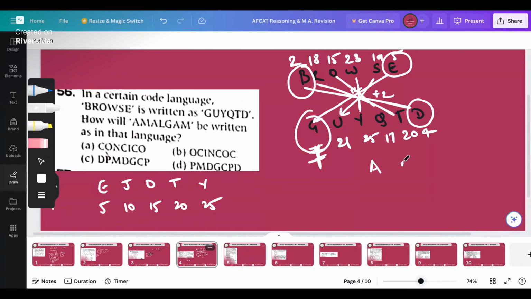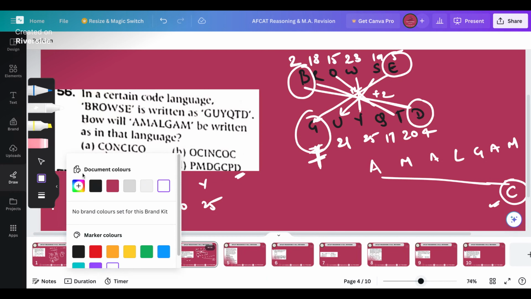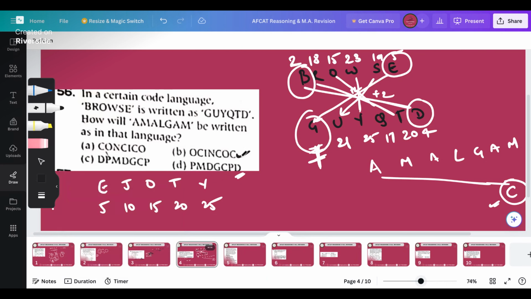So, A, amalgam, GAM. Okay, so A will eventually turn into C. So the last one will be having C. By finding this out itself, you can get the answer. Which one has C in the last? Okay, only in this one you have got C in the last. So you can simply tick B as your answer option.